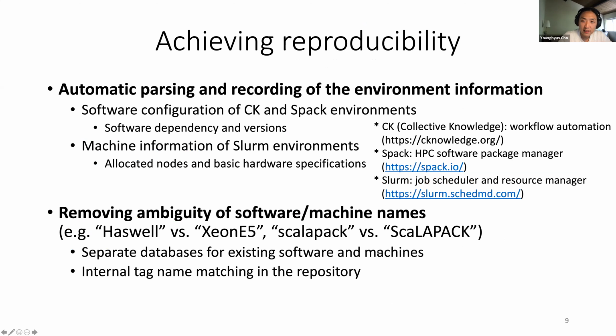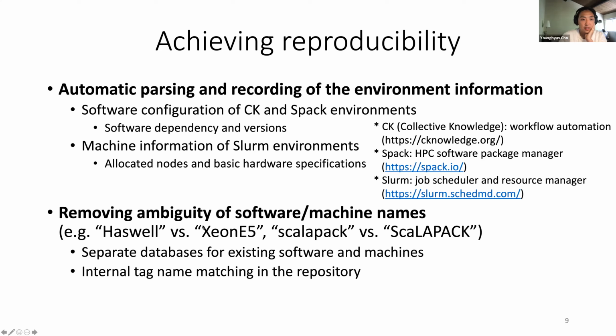And when building this system, one of the significant challenges was achieving reproducibility. In order to help with this, we support automatic parsing and recording of the environment information. For example, for software configuration, if the application is installed or run using CK or Spack, then we can automatically detect the software dependencies and record the software version information in the database. Also for machine information, if the application is run by the Slurm workload manager, then we can also record the allocated node information and the basic architectural specification in our database. But if this is not the case, then users need to provide this information manually.